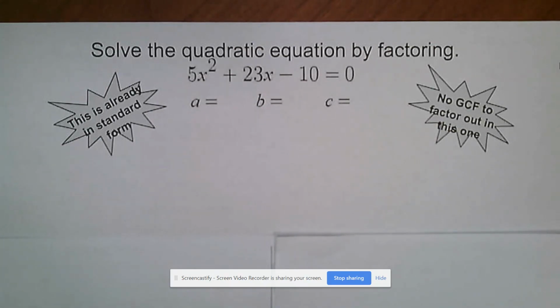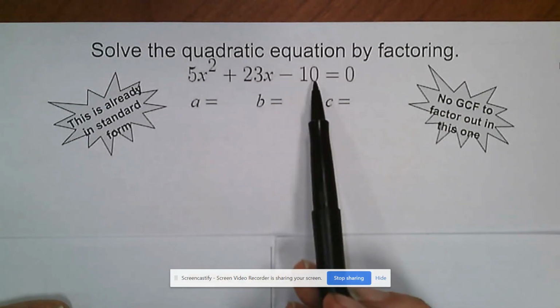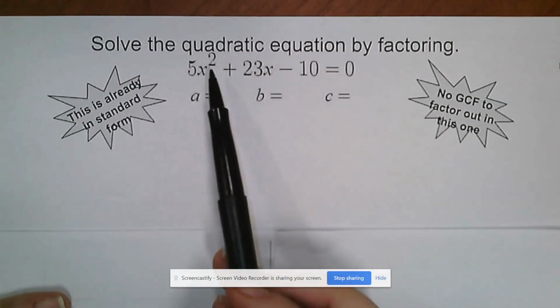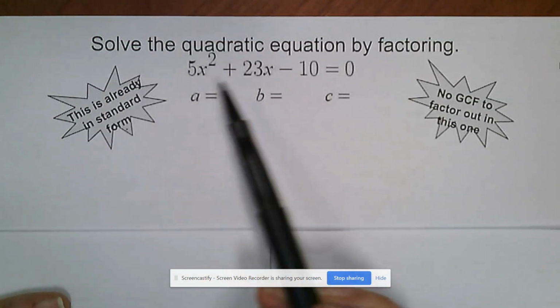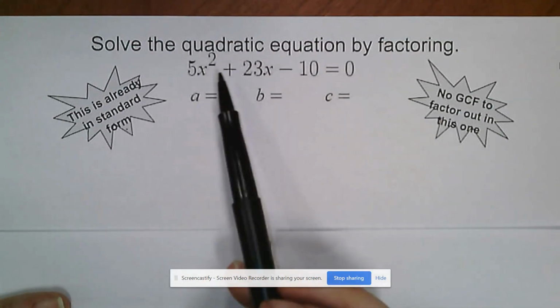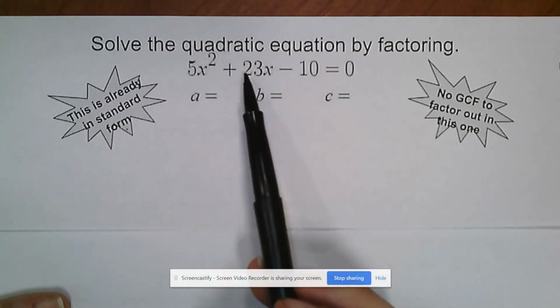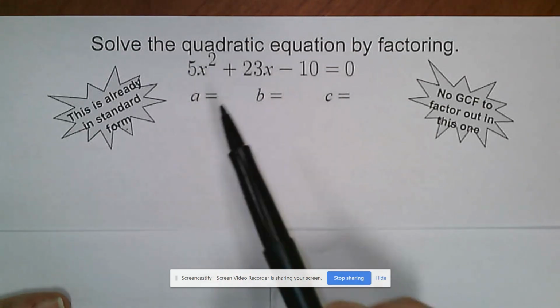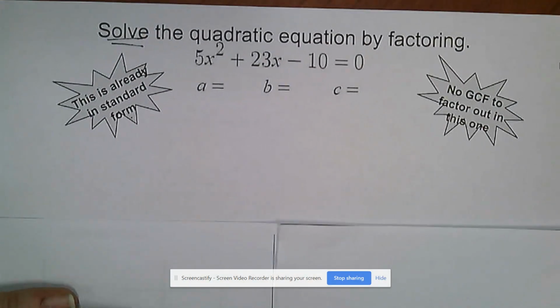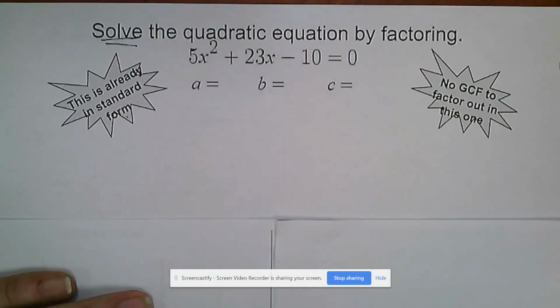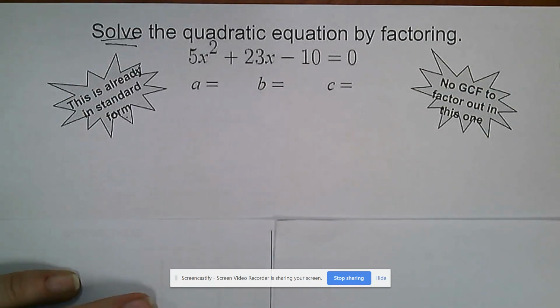So here is a quadratic that is already in standard form. So already in standard form, I would check to see if there's a greatest common factor. There is nothing that goes into all three of these terms. And what we're going to end up doing here is solving. So we're not just factoring, but we're actually solving. So our first step would be to factor, and then we'll use those factors to actually solve the quadratic.